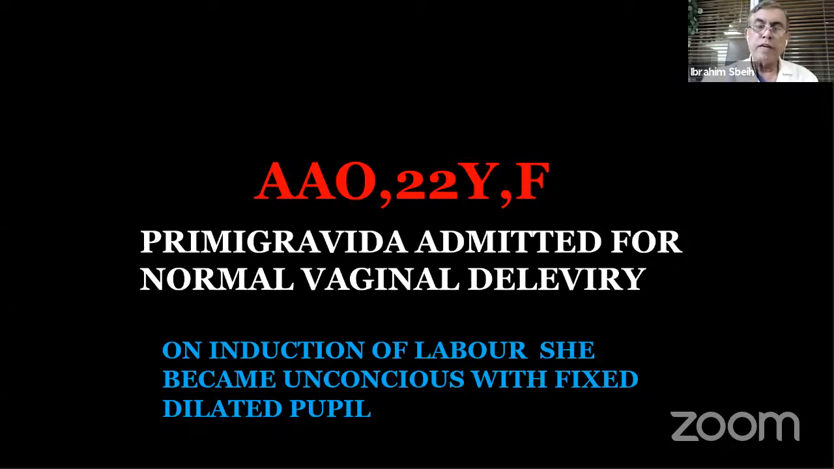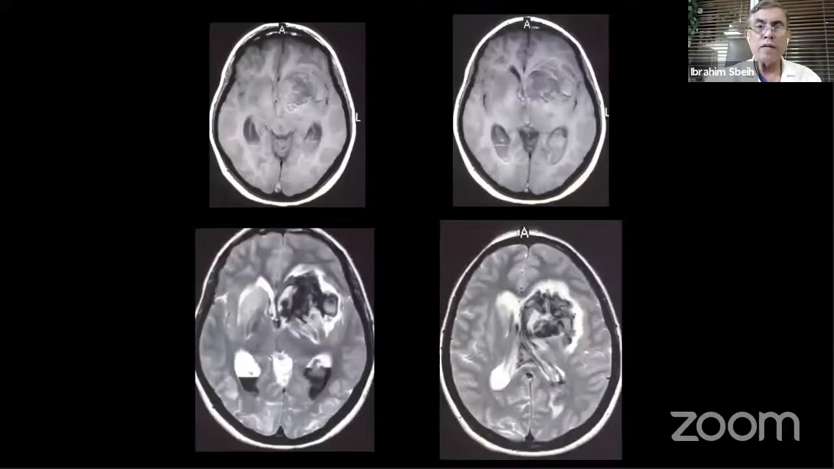Of course, they continued delivery. They delivered a baby boy, a very precious one, of course. But she was unconscious on a ventilator, and her pupil became fixed dilated. That's when I was consulted, looking at this massive hemorrhage. This cannot go under any label of those coagulopathies because there was nothing to support it.